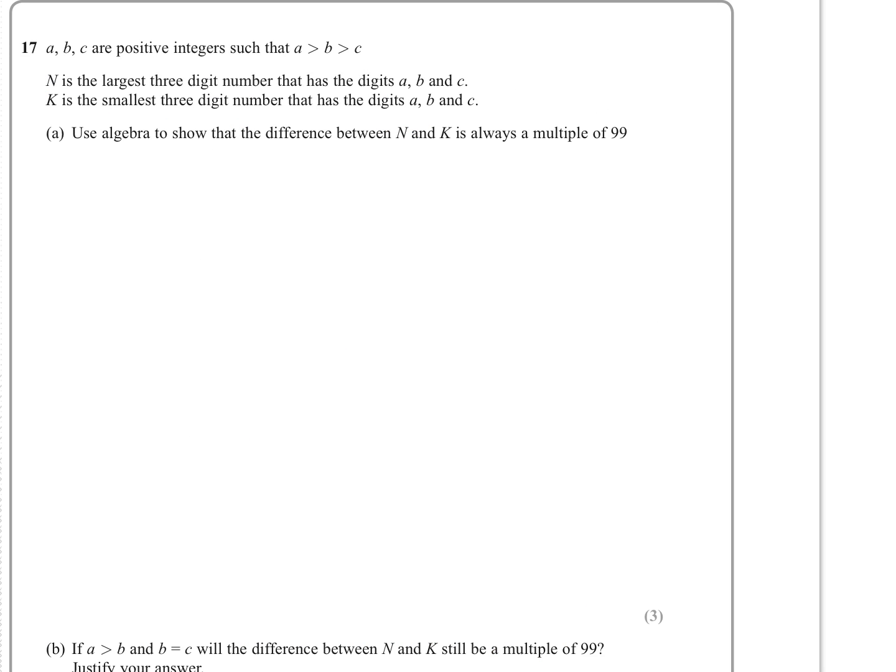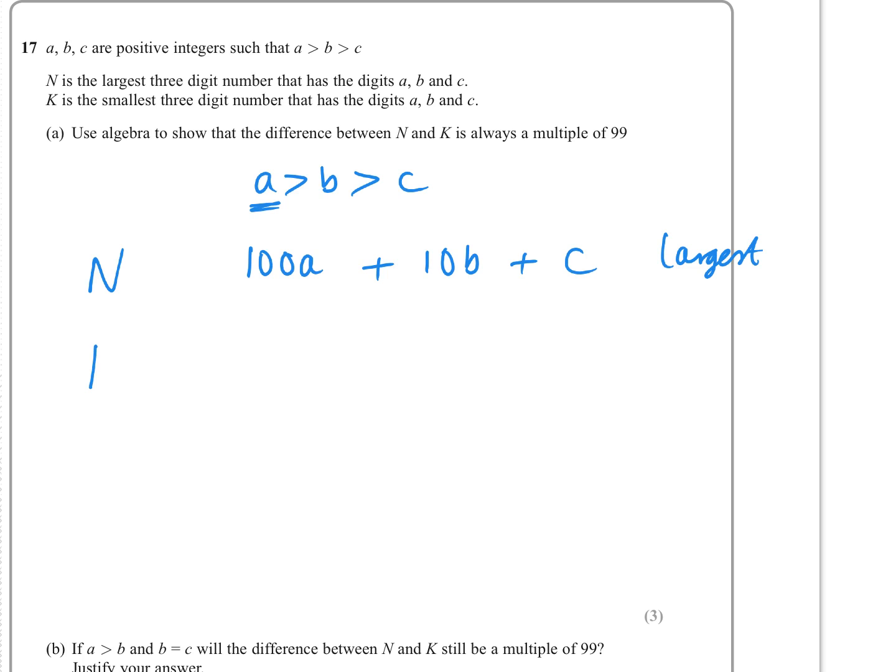Question 17. A, B and C are positive integers such that A is greater than B is greater than C, and n is the largest 3-digit number that has the digits A, B and C. So the hundreds would have to be A, which is the biggest number, then the tens would have to be B, and the units would have to be C. That's the largest. And then the smallest is k, and then I'd have to reverse these, wouldn't I? The least number of hundreds, so 100C, B would still be in the middle, and A would have to be last, and that would be the smallest.